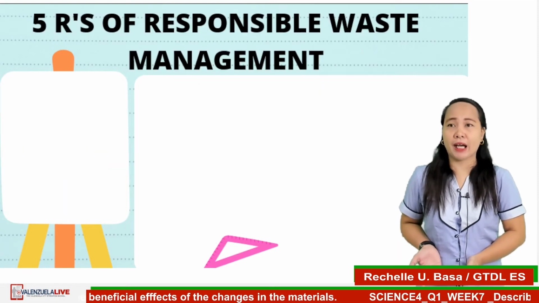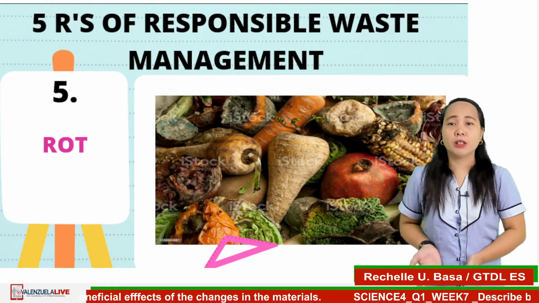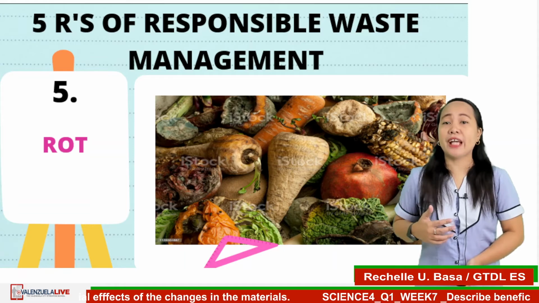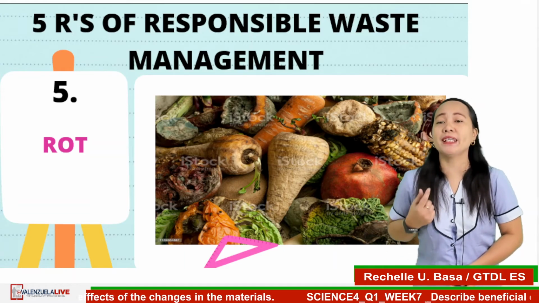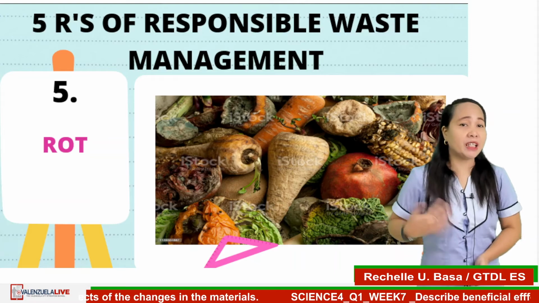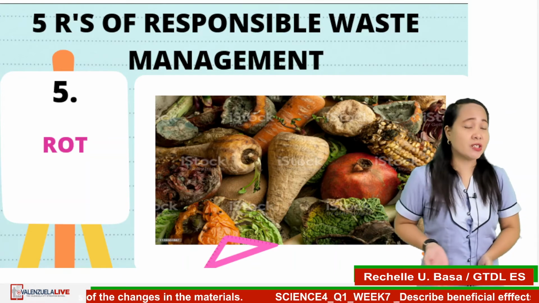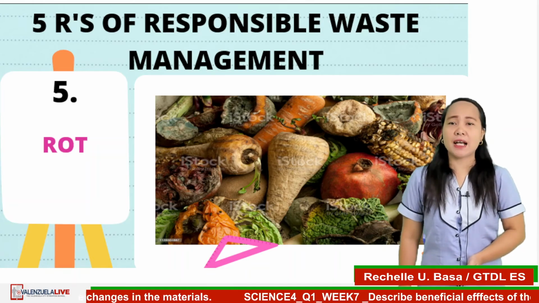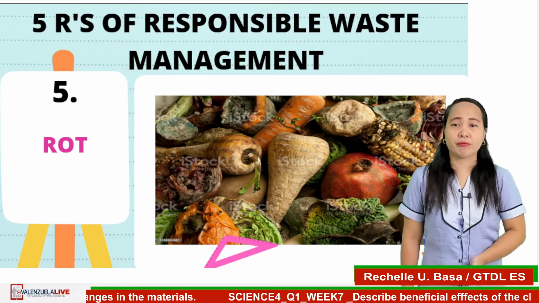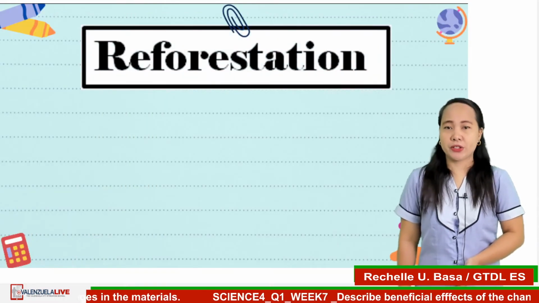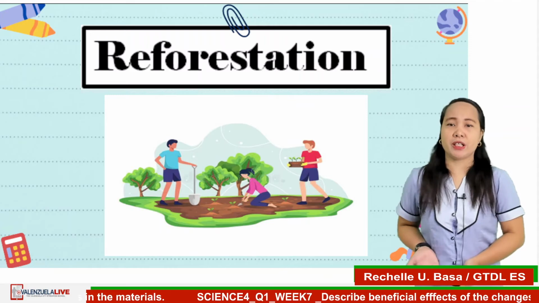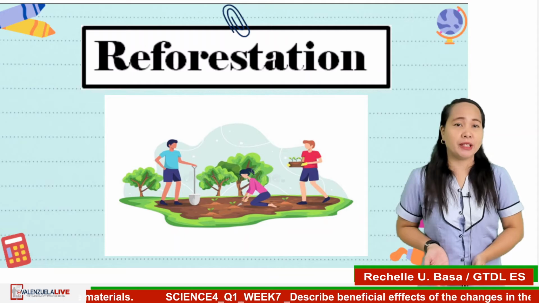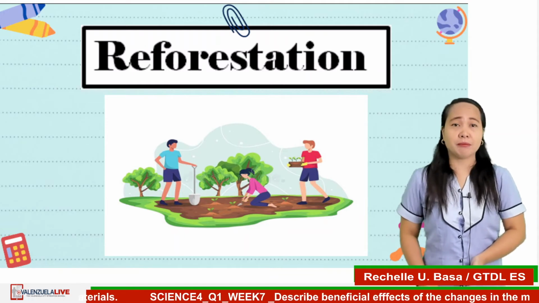Lastly, for number 5, the last R, we have the rot. Rot is decompose or to broken into small parts and make it into useful one, such as the organic fertilizer. I also include the last R, and that is reforestation. When we say reforestation, the process of replanting an area with a tree. That's very important, my dear.